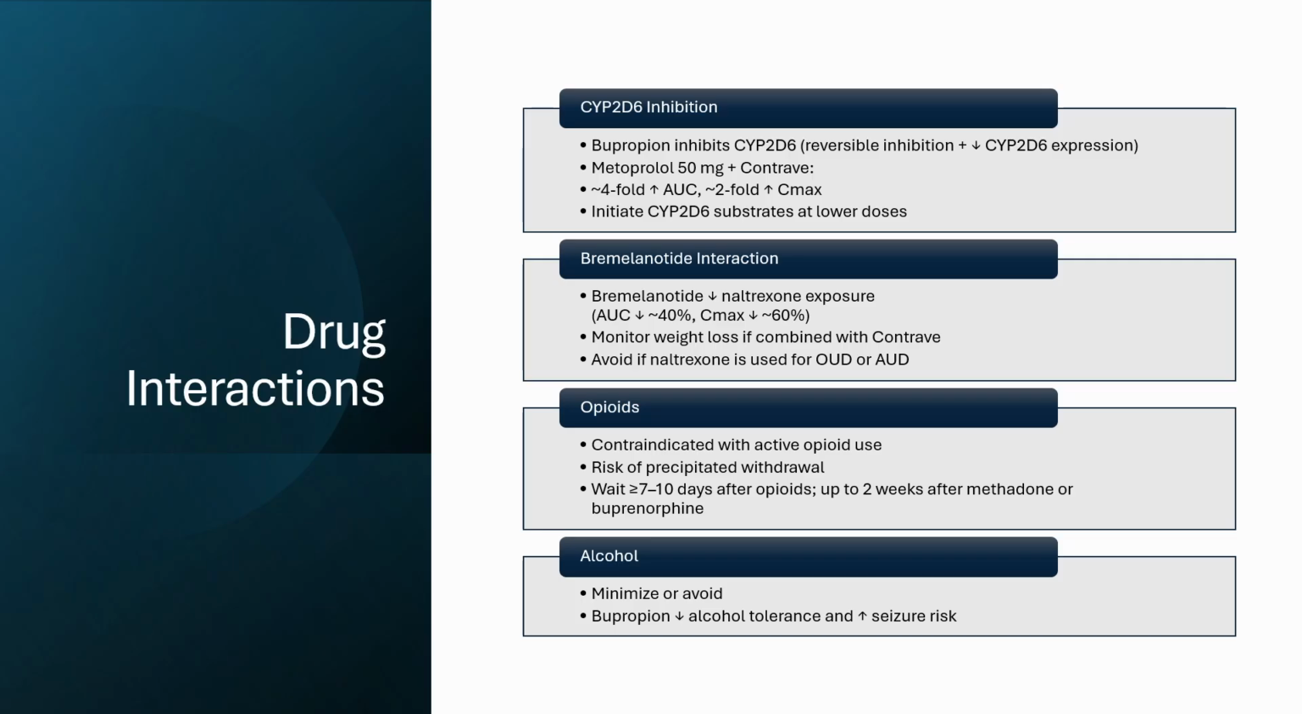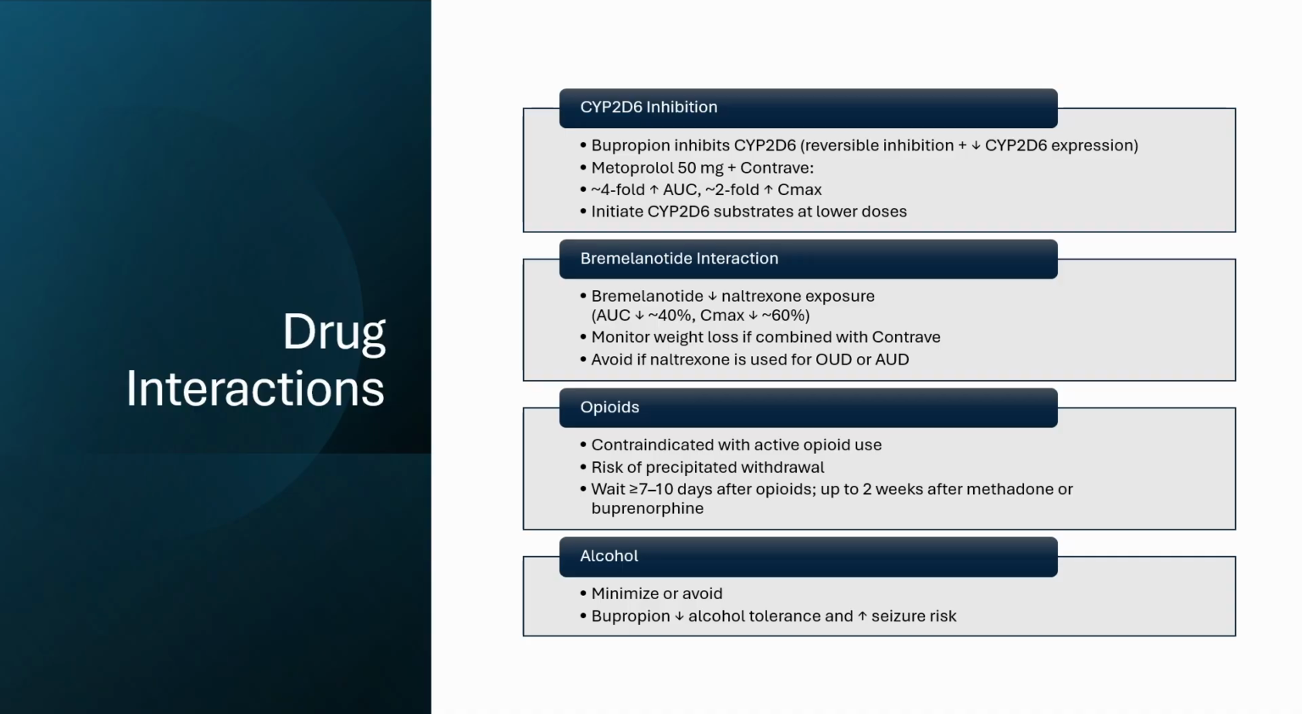Bupropion and its metabolites act as CYP2D6 inhibitors. This inhibition is mediated via two mechanisms, number one being reversible enzyme inhibition, and the second method is downregulation of CYP2D6 mRNA expression in hepatocytes. As an example, during clinical studies, when a 50 mg dose of metoprolol was co-administered with Contrave's max daily dose, there was about a four-fold increase in its AUC and a two-fold increase in its Cmax value. This represents a clinically significant level of inhibition, and the FDA recommends starting CYP2D6 substrates at lower doses for patients on Contrave.